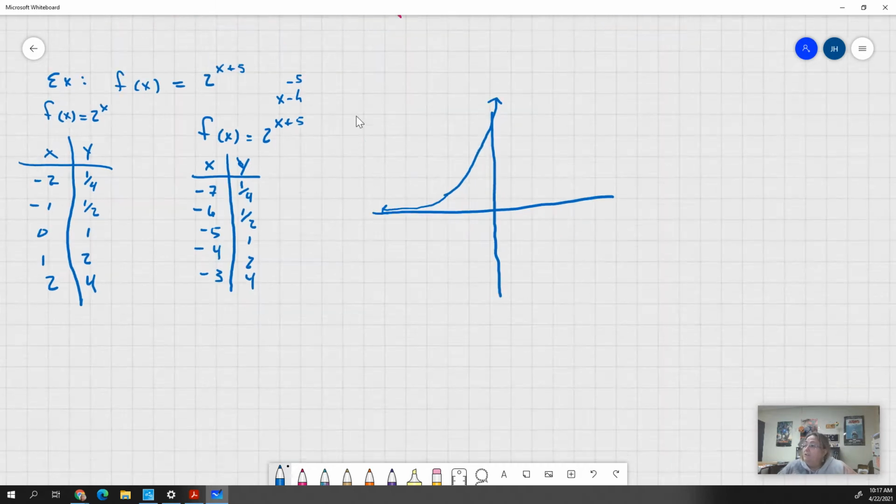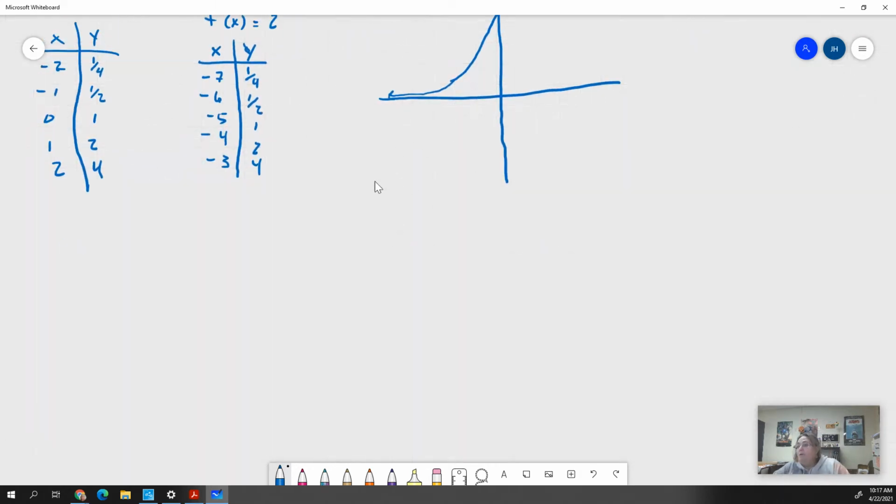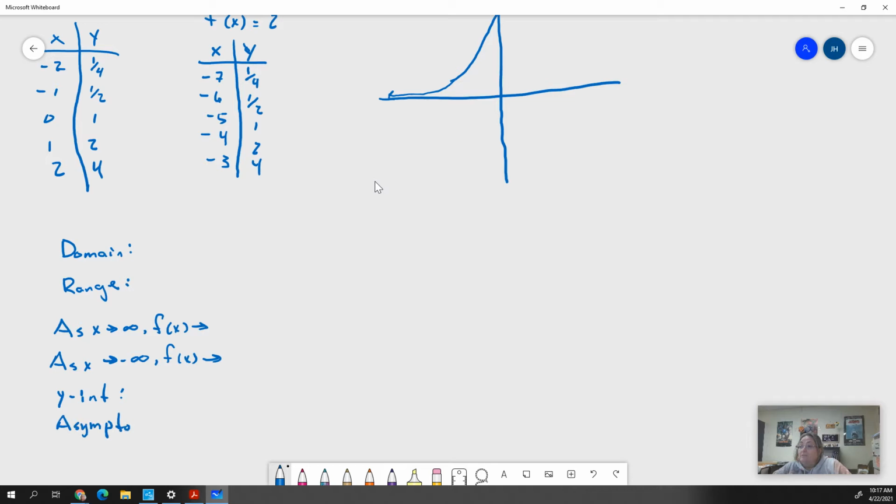And so when we go to answer those questions we had before, which is what we'll have to do, we had the domain, the range, and then we had our end behaviors. As x approaches infinity, f of x approaches something. As x approaches -infinity, f of x approaches something. And then you had your y-intercept and your asymptote. Those are the things that we had to find on the other one. These are the things we'll have to find on this one.